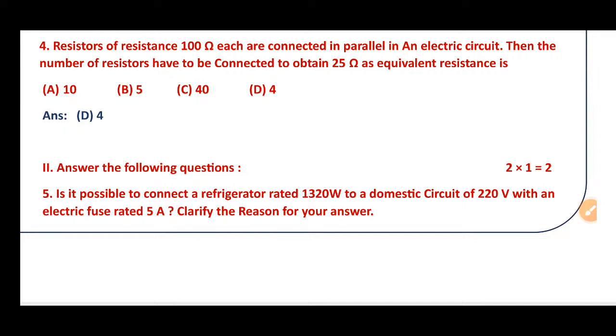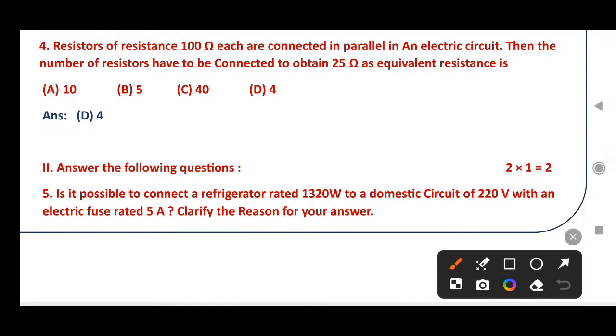Question number 4, resistors of a resistance 100 ohm each are connected in parallel in an electric circuit. Then the number of resistors to be connected to obtain 25 ohm as equivalent resistance. We want to use the trial and error method here. If we connect 10 resistors, there is a high decrease in the resistance, so first of all you have to remove 10 and 40. Try with 4 first.